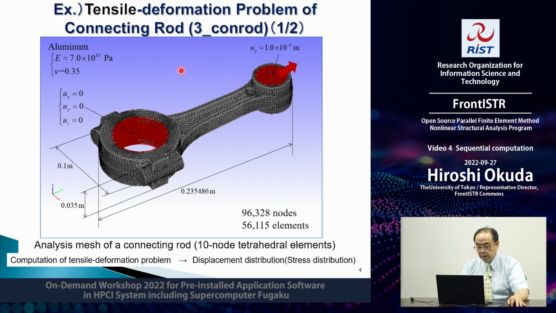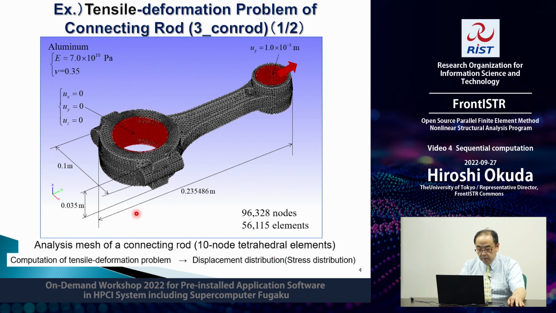Let's consider this kind of shape. It is a connecting rod. You have two big holes here, and the red portion shows where boundary conditions are specified. For the larger hole, displacements are set to 0, that is, they are fixed here. And at the smaller hole, UY, the displacement in the Y direction, is specified like this. The material constants, Young's modulus and Poisson's ratio, are also specified here. The numbers of nodes and elements are like this, and the type of element is the second order tetrahedral mesh, that is, a 10-node tetrahedral element.